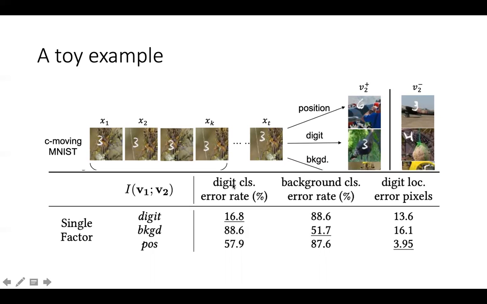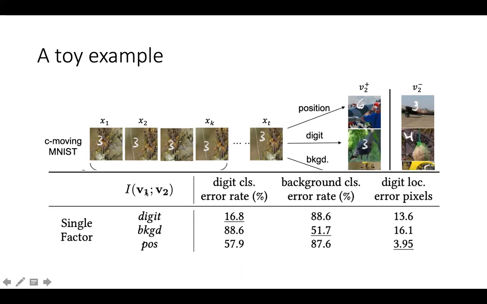The first is you predict the digit class. The second is you predict the background class. Okay, the background image is from the STL10 dataset, so you have 10 background classes. And you regress the digit position. So you have 3 tasks, and you are using the 3 tasks to evaluate the representation.